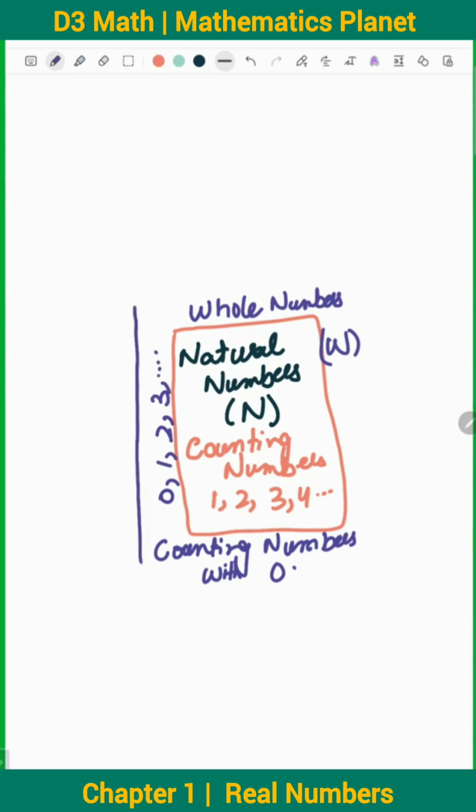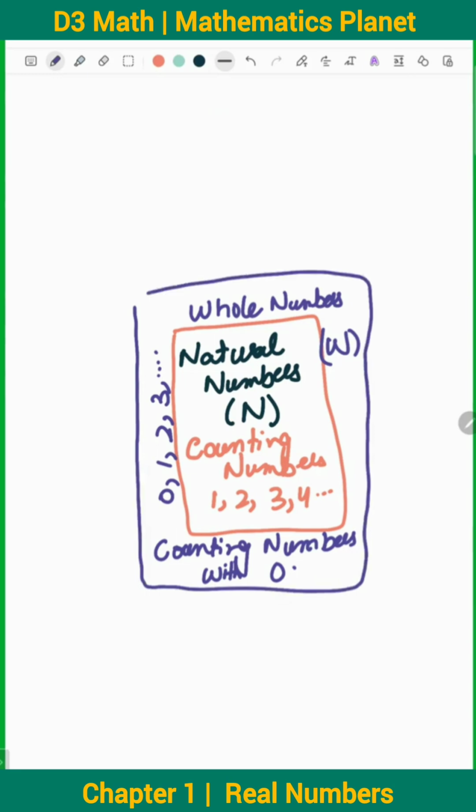Whole numbers are counting numbers starting from 0, 1, 2, 3, 4, and all those numbers. So natural numbers are the counting numbers starting from 1. Whole numbers are the counting numbers starting from 0. And these are the two sets of numbers. Natural numbers are denoted by n. Whole numbers, we call whole numbers as w. Okay. Next set of numbers.